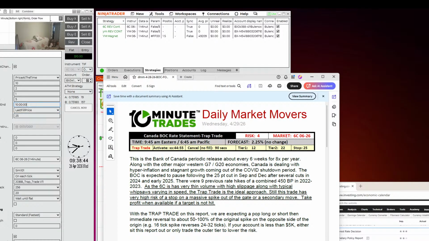Our activation time. When do our orders go on the chart? At 9:44:55. It's a 9:45 announcement. We want our orders on the chart 5 seconds before the news comes out. All right? That's not complicated. Voice news disconnected. It's easy. So our setup, we're going to label it Trap 6C. We're going to choose account number 41.